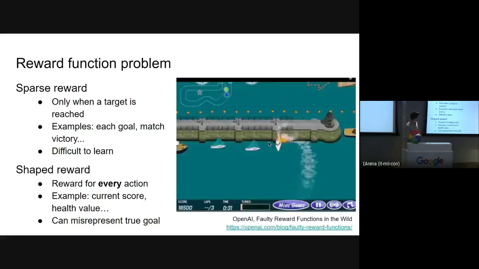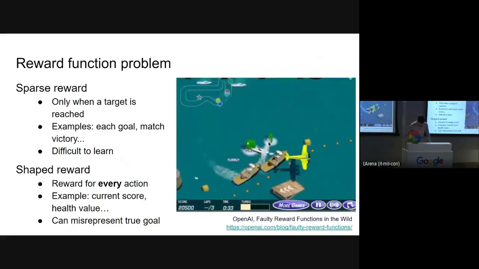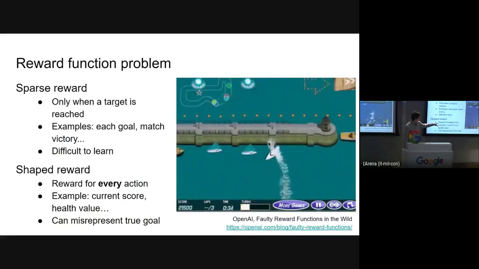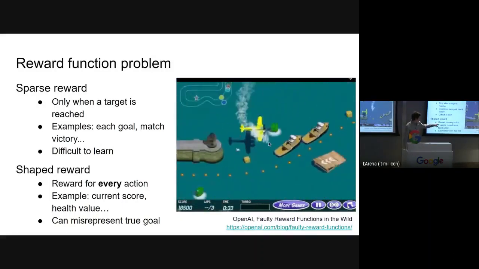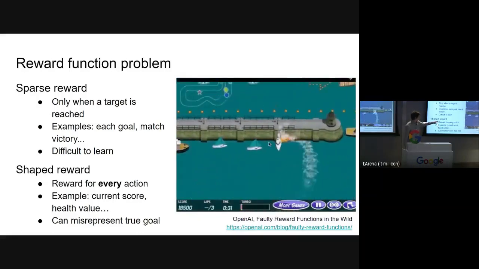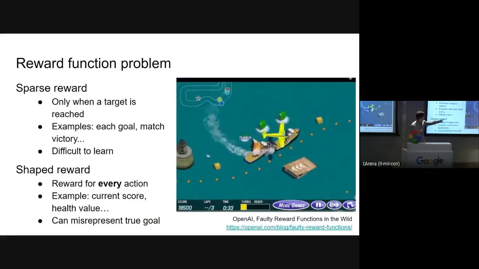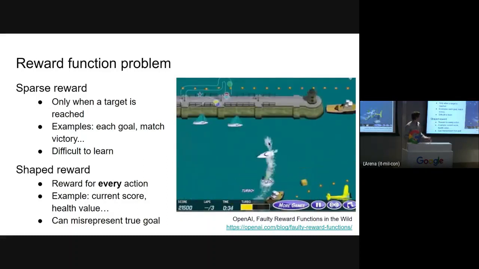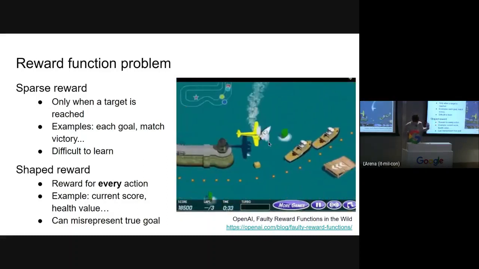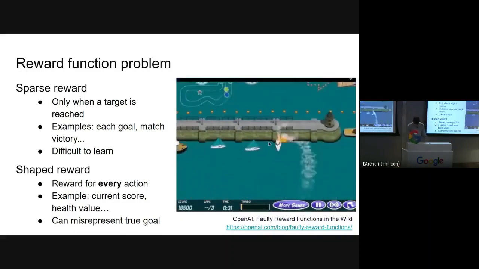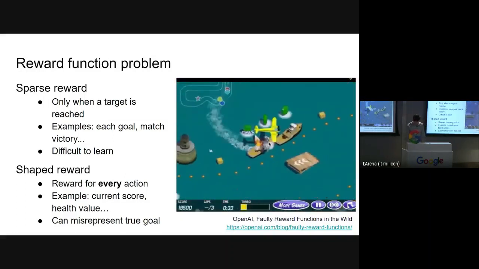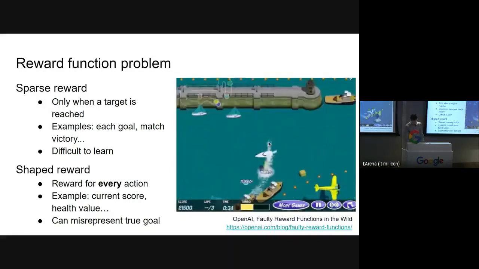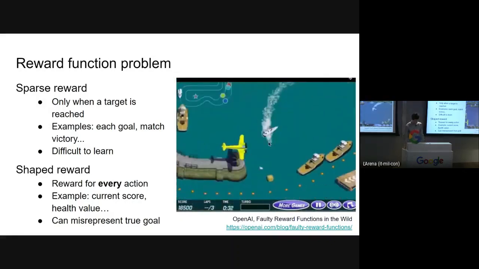However, look at this GIF. This bot has to maximize the score, but as you see, it found a way to collect those green objects, and we cannot tell that this is the winning strategy, but it maximizes the score. And this teaches us that shaped rewards can be misaligned with the true goal.